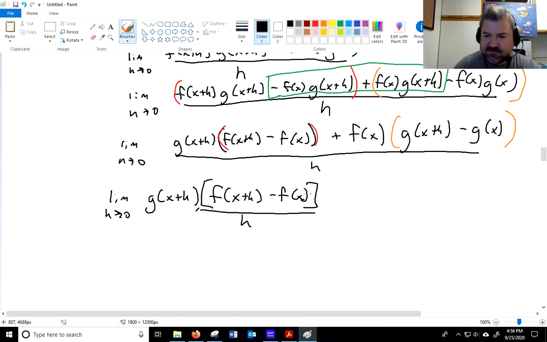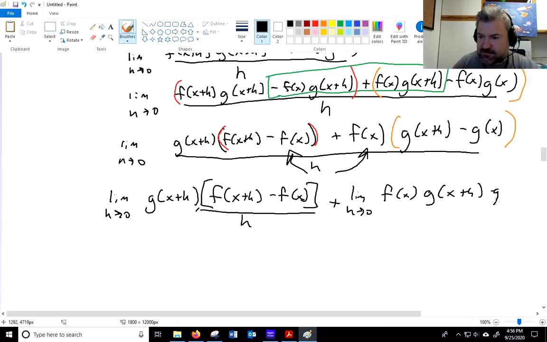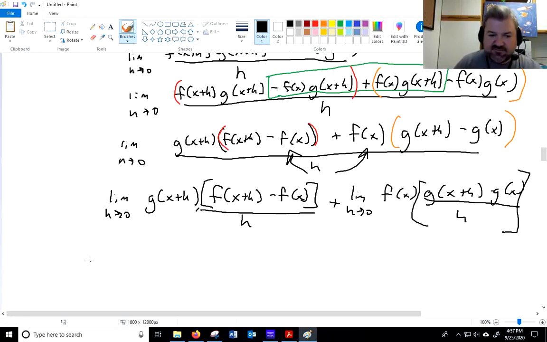All right, plus the limit as h goes to 0 of f of x times. Now remember, I got to divide both terms by h, right? So I got to put an h over here as well. I will put it on here because it looks most like what I want. All right, now I'm going to split this up even more. So I get the limit as h goes to 0 of g of x plus h times.